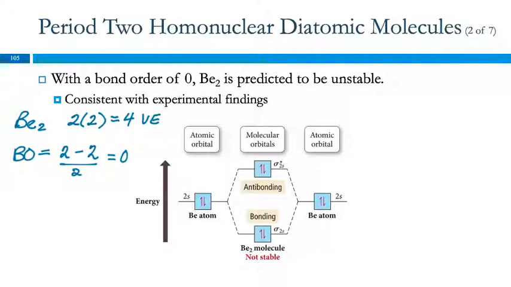Any questions? It's not stable because the bond order is 0. When you form this molecule, there's no benefit in energy. So it doesn't lower the energy at all, so there's just no motivation for it to do this.